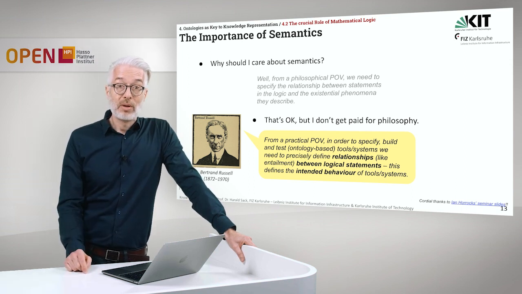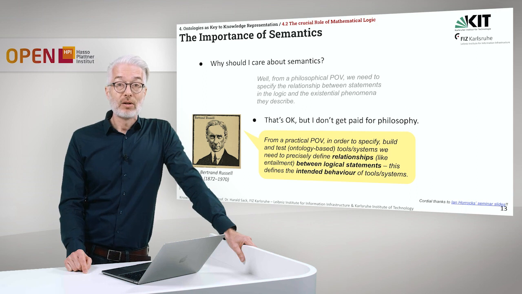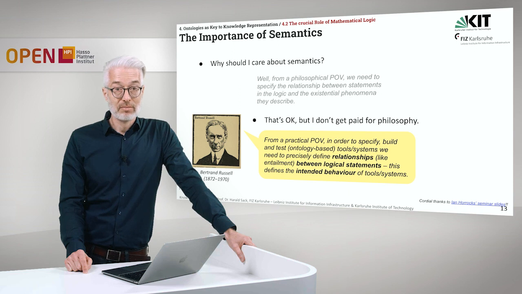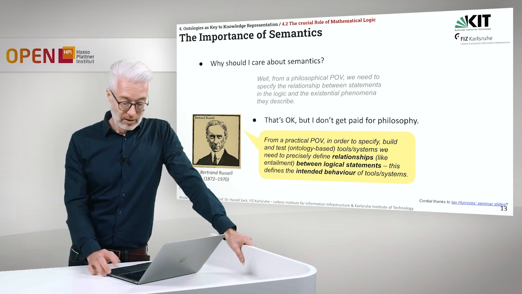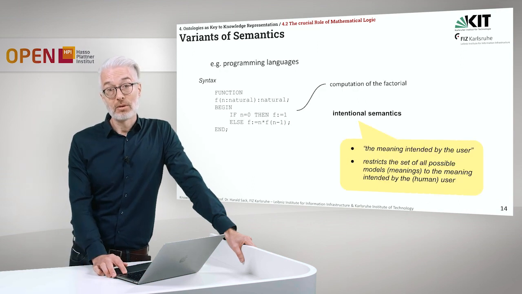Russell would answer from a practical point of view: in order to specify, build, and test ontology-based tools or systems, we need to precisely define relationships, like entailment, between logical statements. And this defines the intended behavior of our tools and systems. Great. Okay, so I'm going to need semantics.